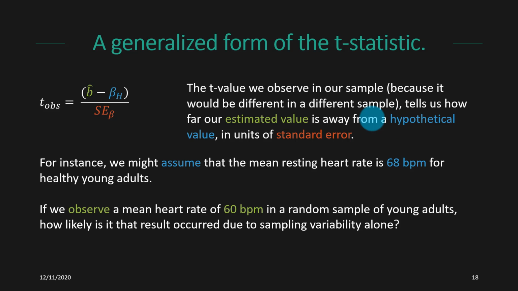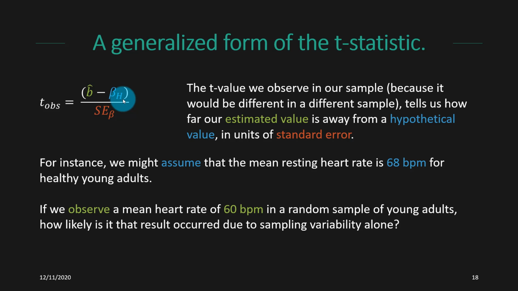So as a generalized form of the t-statistic, we can think about this t observed as a function of a particular value we will obtain in the sample. I'm writing this as a b with a little hat to indicate that this b is being used to estimate some parameter in the population. And we're going to be comparing it to some hypothetical true value of the parameter. So, b is our statistic, beta is our parameter that we're trying to estimate, and in this case I'm putting a subscript h on that beta to indicate that this is a hypothesized value of beta.